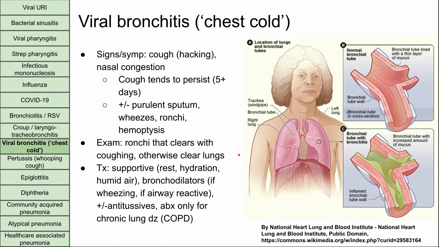Treatment is supportive, just like a head cold. You'll recommend rest, hydration, humidified air. Common theme here, if they are wheezing, if they have some component of reactive airways in addition to the viral bronchitis, you might try bronchodilators like beta agonists, like albuterol. You can also try antitussives to help them with the cough for symptomatic relief. If a person has damaged lungs or is high risk for developing a pneumonia from viral bronchitis, such as if they have chronic lung disease like COPD, you might consider antibiotics to help them not progress to a pneumonia.